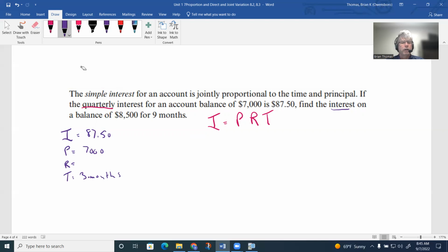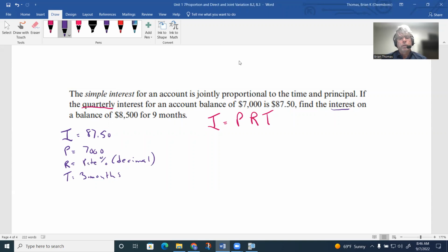So we have that kind of going on here. So this information to start with: if the quarterly interest for an account balance was $7,000 is $87.50. They give us all that, but what that allows us to find is what's called the interest rate. This is going to be the rate of interest. A lot of times this is going to be as a decimal or a percent. So we usually leave it in a decimal form since our calculator doesn't do percents.